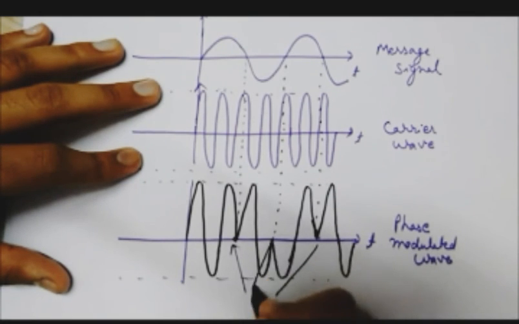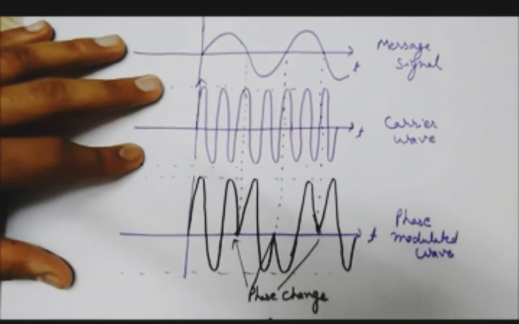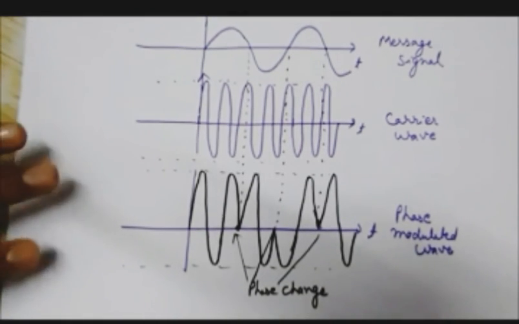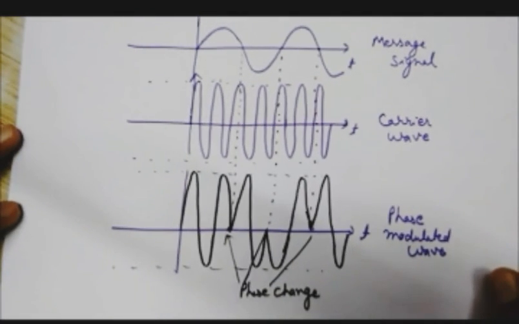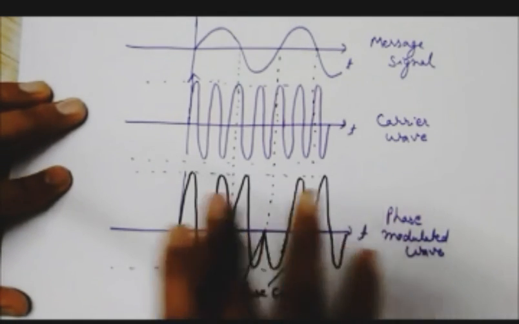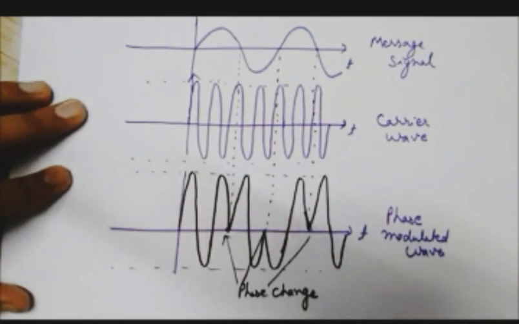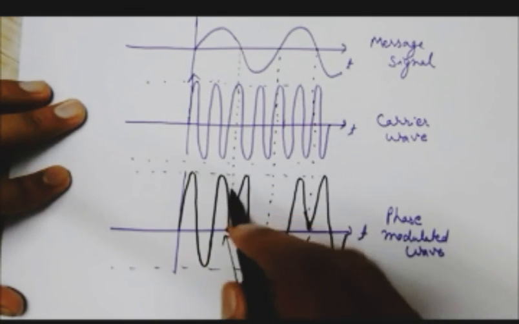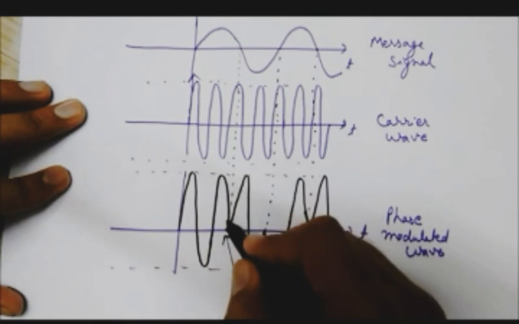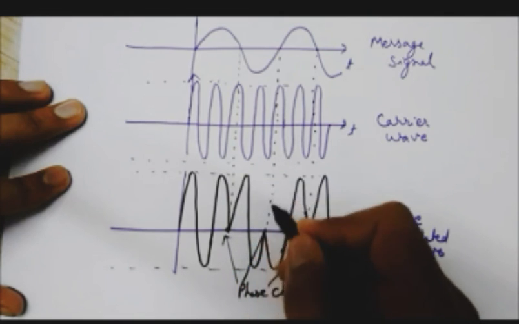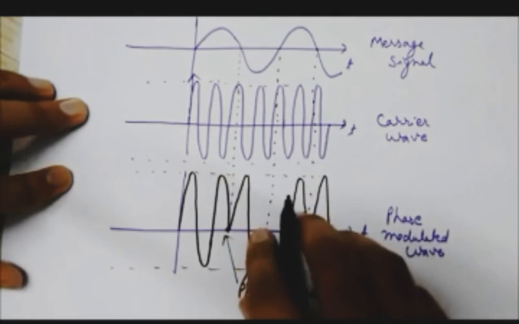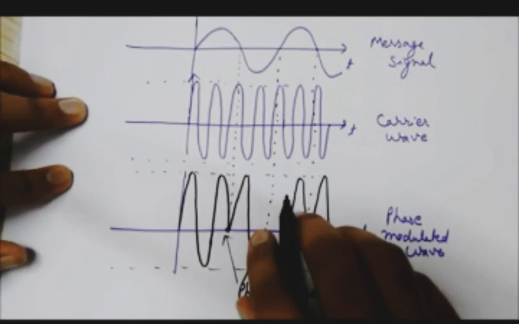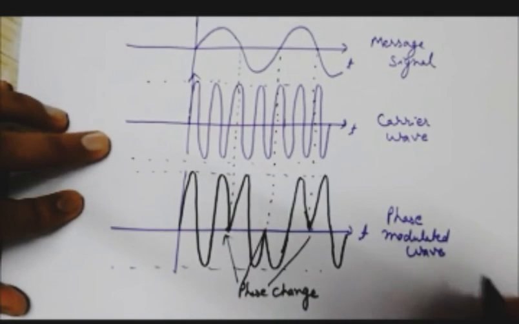These are all phase changes. A phase change means just the horizontal shifting of this wave. We have shifted this wave. The original path would have been shaped like this, but we have shifted this wave in the horizontal direction. This was phase modulation.